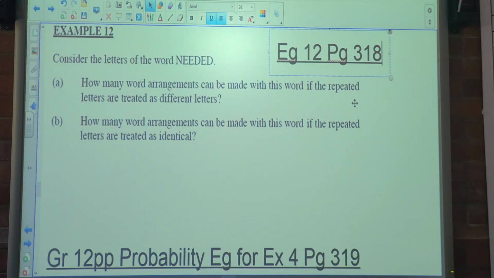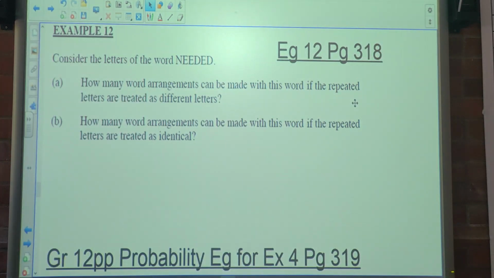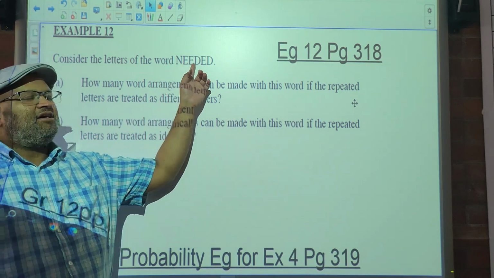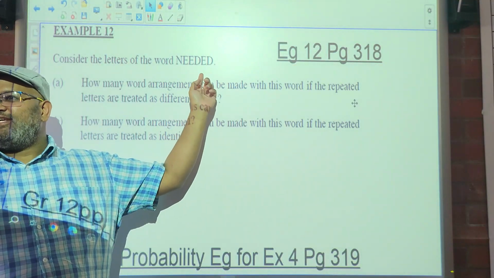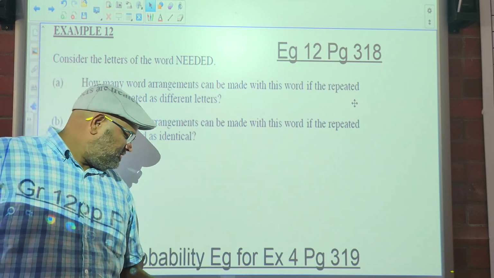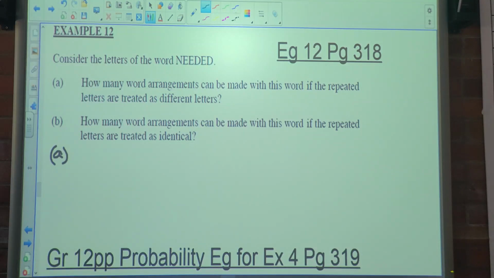318. So consider the letters of the word needed. The first question says, how many word arrangements can be made with the word if the repeated letters are treated as different letters? So again, are they same or different? Different. And the D's? Different. So, if I'm going with the fact that there are different letters, do I apply the formula? When do I apply the formula? When the repeated letters are treated as identical. That's how I distinguish which. Do I apply the formula or not?